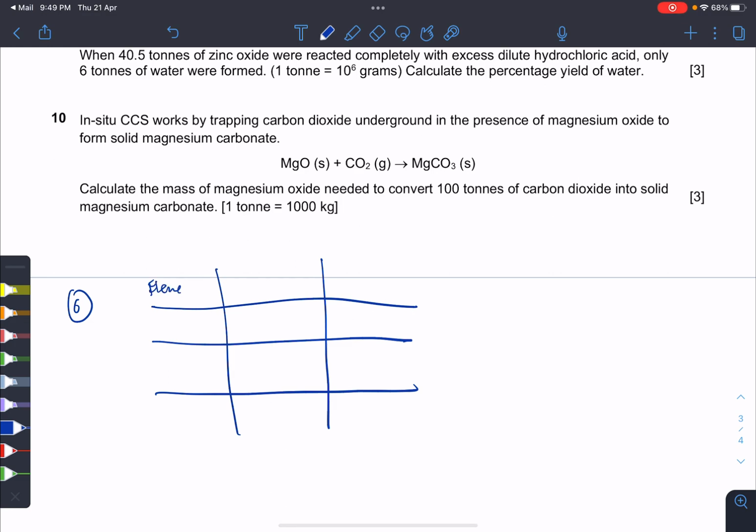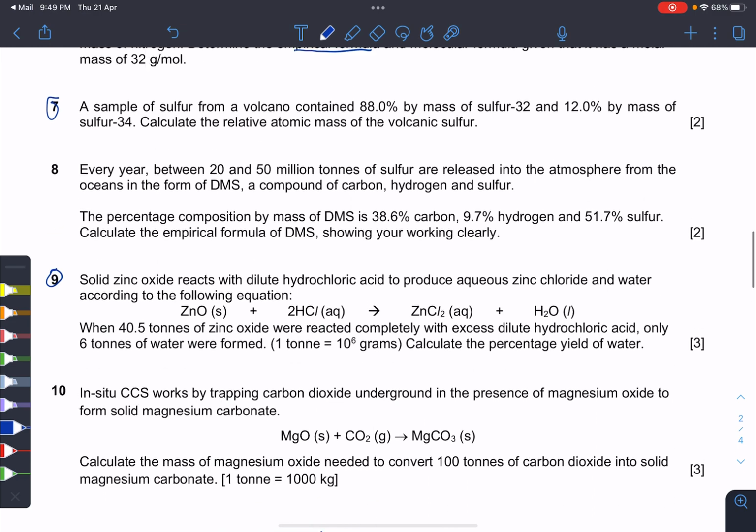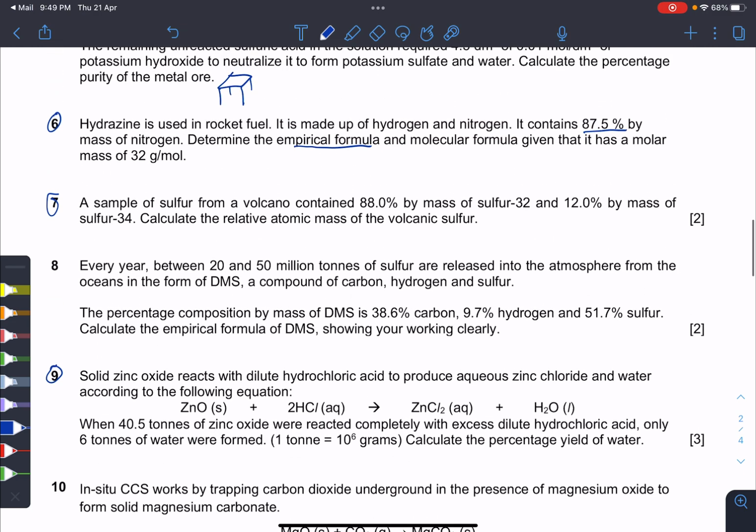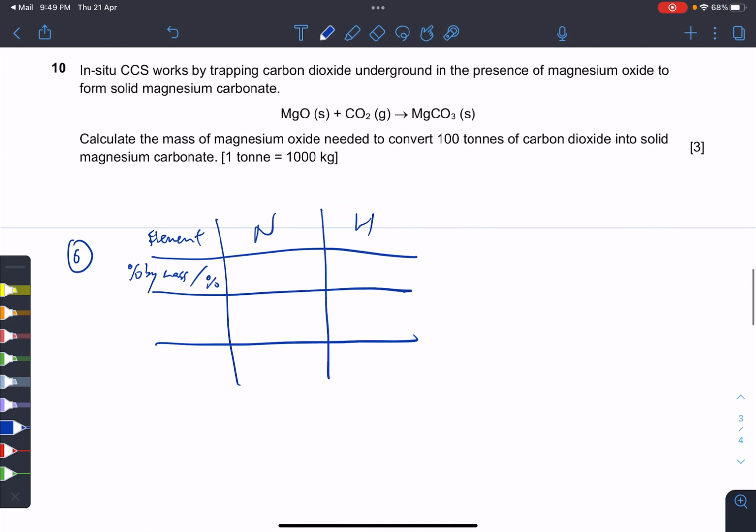Element, which is N and H, percentage by mass, which is what is given. Cool. So they tell me that it is 87.5% nitrogen. What about the hydrogen? I mean, we know that maximum percentage is supposed to be 100. So it's just 12.5. A little lame. Cool. That works. Okay, so 87.5, 12.5.